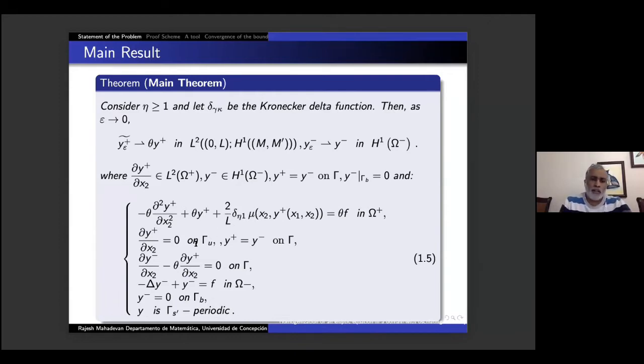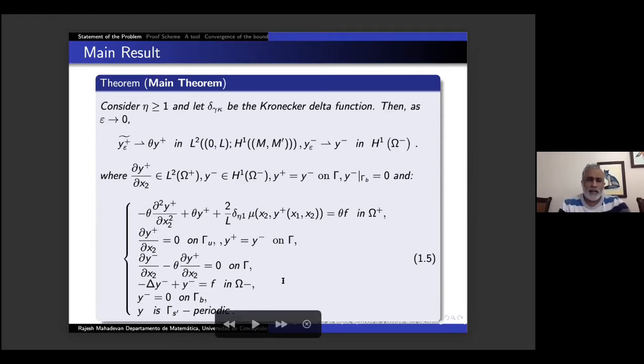And on the top part of the new region, you have a homogeneous Neumann condition, and on the interface, which separates the lower and upper part, you have this transmission condition. And in the lower part, it's simply the usual Dirichlet-Laplacian equation.